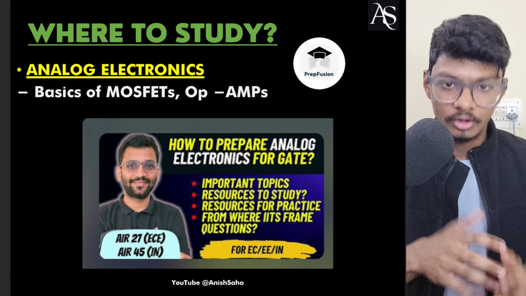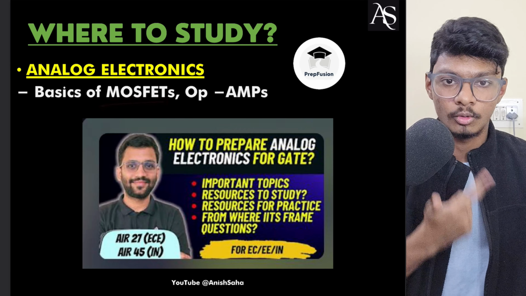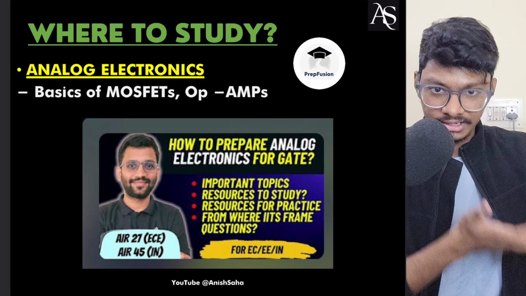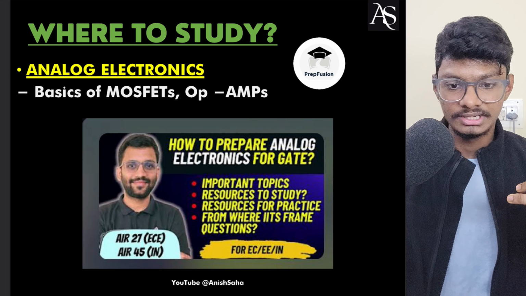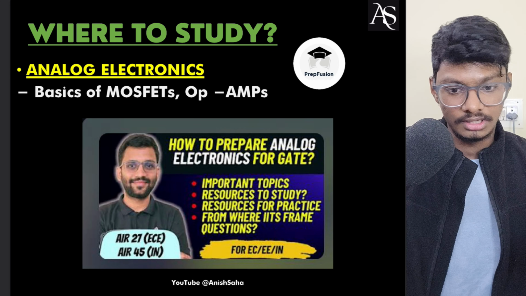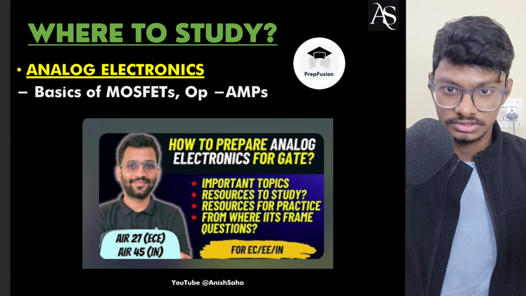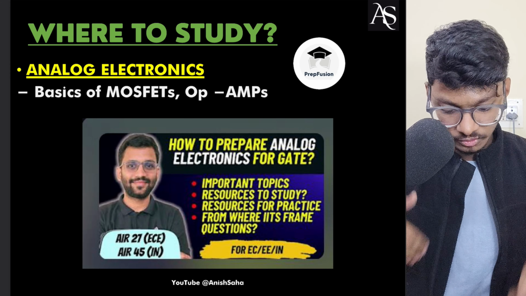For analog electronics, I will recommend you to study basics of MOSFET and op-amp. At least you should know what are drain, source terminals, then gate terminals. How do the characteristics of a MOSFET look like? Because in CMOS we only use MOSFETs, right? So you should know all these things, okay?